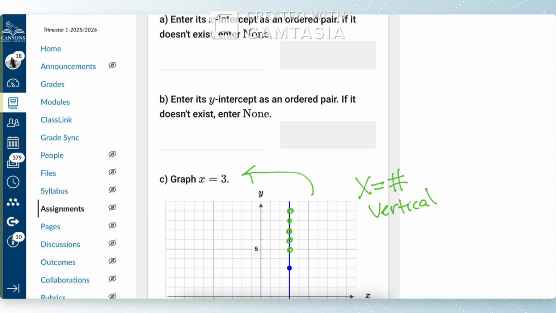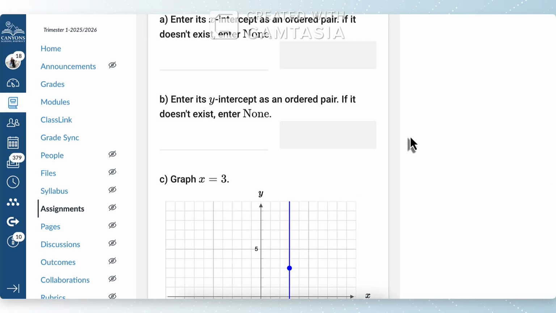So in this case, the y-intercept would be the one that is none because it doesn't cross the y-axis, and its x-intercept would be 3, 0. That's where it crosses the x-axis. So the y value is 0, but the x value is 3.